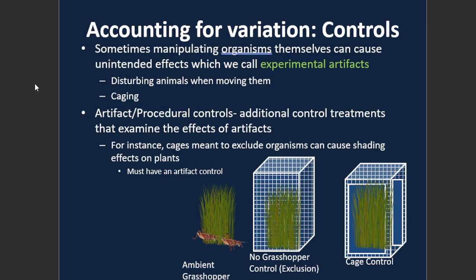Accounting for variation on controls. Sometimes manipulating organisms themselves can cause an unintended effect, which we'll call experimental artifacts. So disturbing an animal while they're moving or caging. Then experimental procedural controls are additional control experiments that examine the effects of artifacts. So for instance, cages are meant to exclude organisms that can cause shading effects on plants.